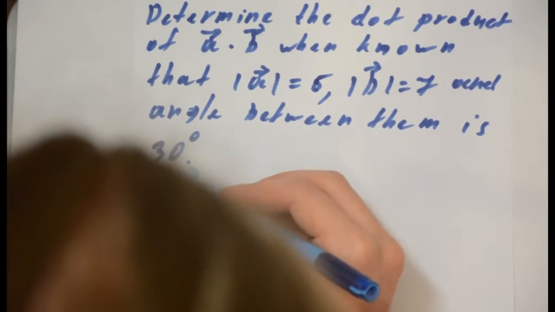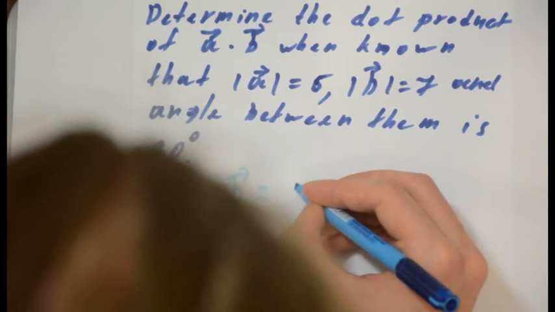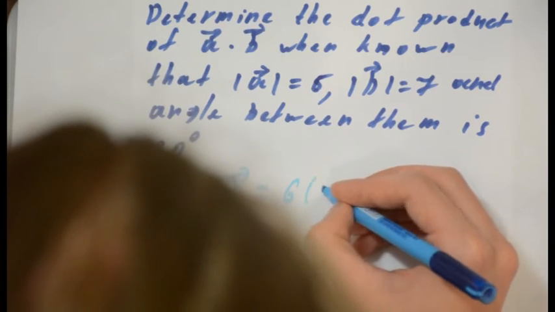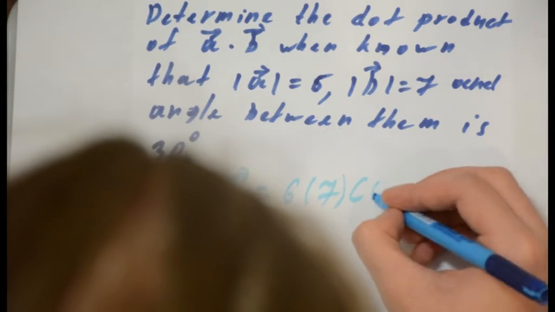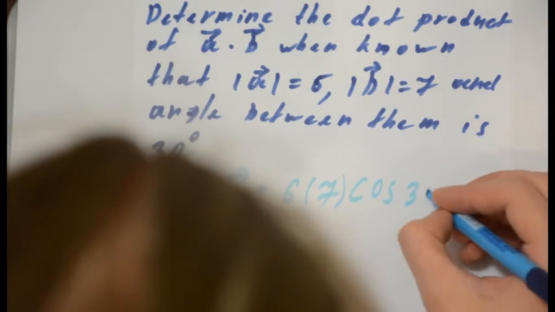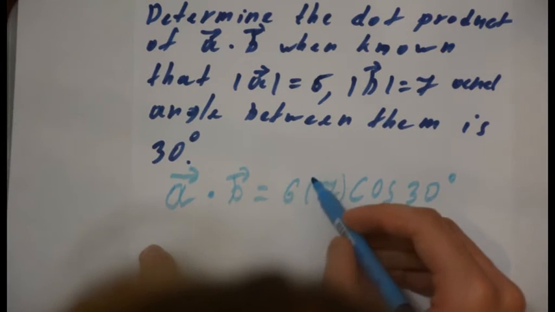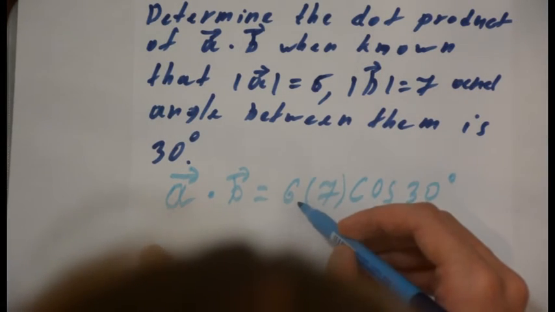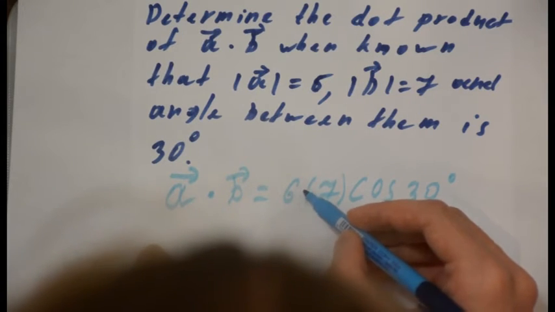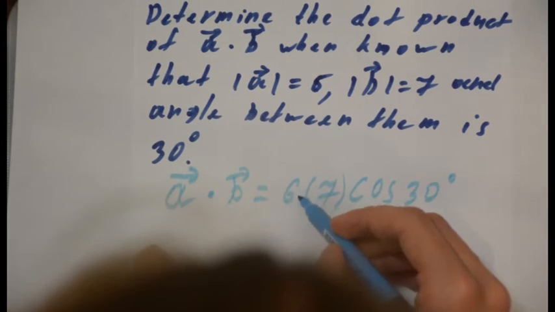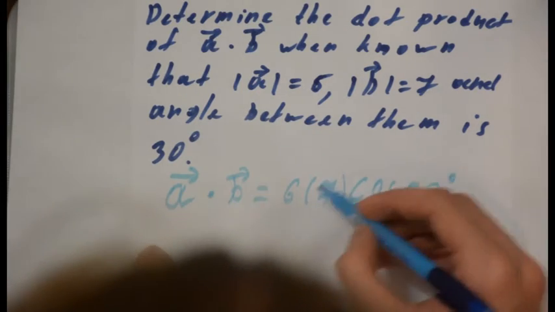vector A dot vector B is equal to 6 times 7 cos 30. I suggest you put brackets if it's multiplying, because if you use a dot, somebody might think it's a dot product and not multiplication. So you just make the brackets in between, so you know that's the multiplication.